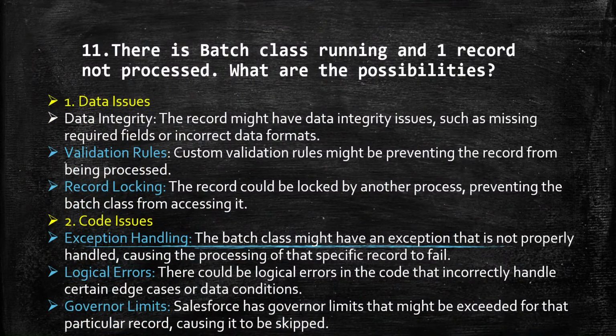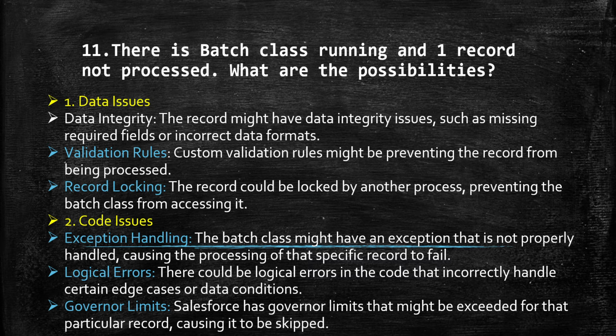There is a batch class running and one record is not processed. What are the possibilities? So there are various steps for that. First is data issues. Data issues come under two parts, that is validation rules or record locking. Again, your record might be locked and it will not process, and suppose for this particular record you have written a validation rule, so that's why it will not process.